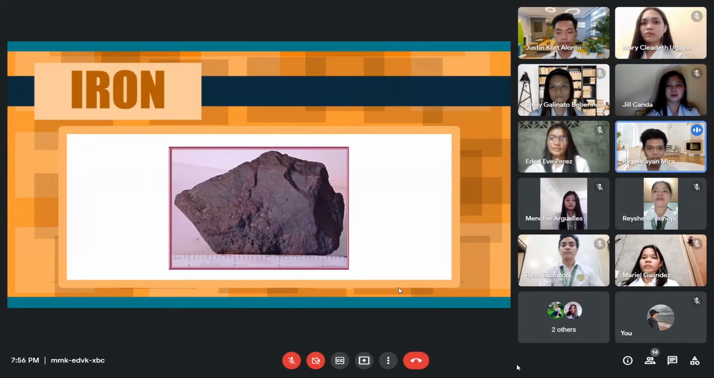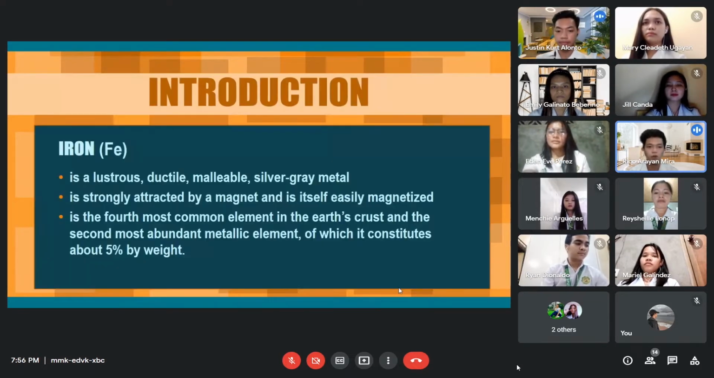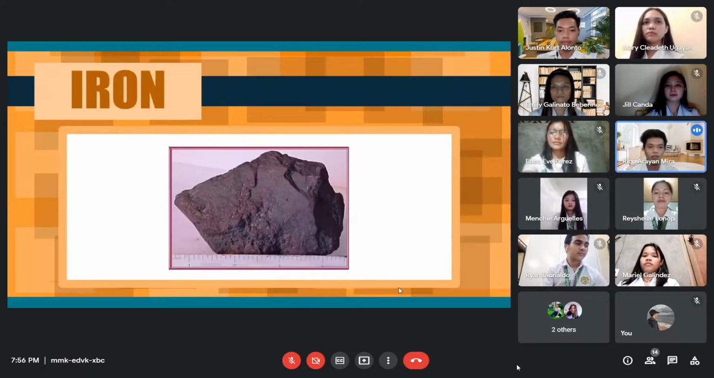As you can see in the picture, that is an example of an iron deposit. Later on, we'll be going to further explain iron and what it is all about.